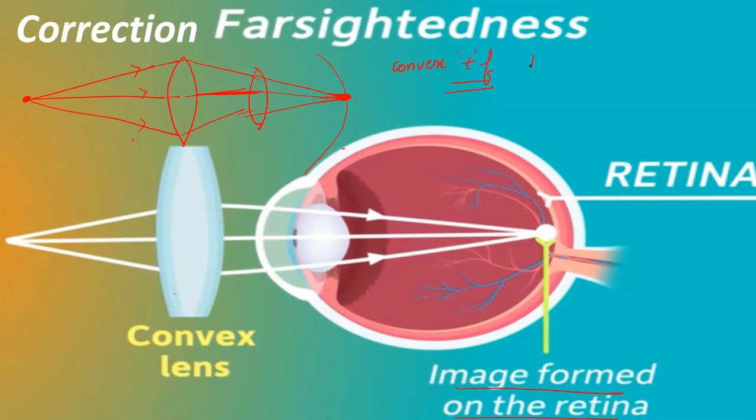Focal length is positive. Power formula, power is 1 upon f. So therefore, power of a convex lens will also be positive. So normally, people who are suffering from hypermetropia get spectacles, and the power of the spectacles is always positive. People who have myopia, the power of the spectacles is always negative. Myopia is generally observed in students. Hypermetropia is generally observed sometimes in students or children as well, if they have a genetic defect, and sometimes in big people as well.